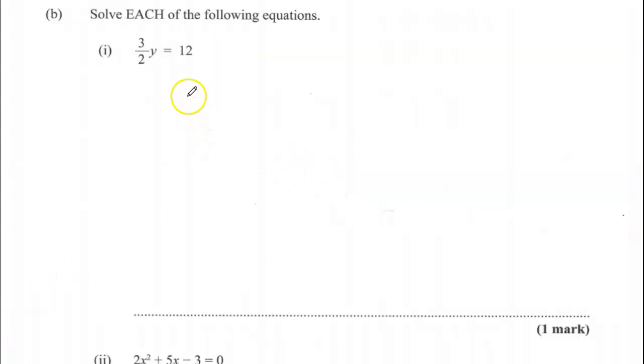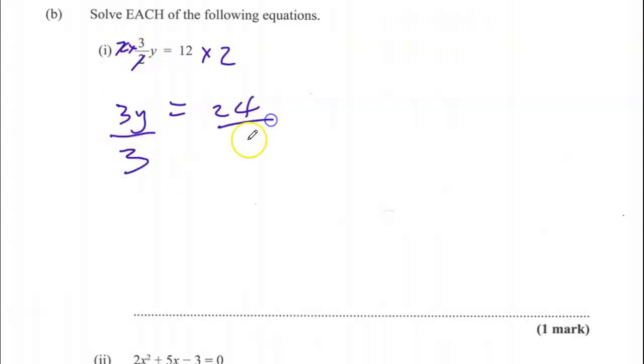So we are now at 2B. We have an equation here, 3 over 2y is equal to 12. To get rid of the denominator, we multiply both sides by 2. The right hand side, 12 times 2, is 24. On the left, 2 into 2 is 1, so we're left with 3y. Divide both sides by 3, so y equals 24 divided by 3, which is equal to 8.